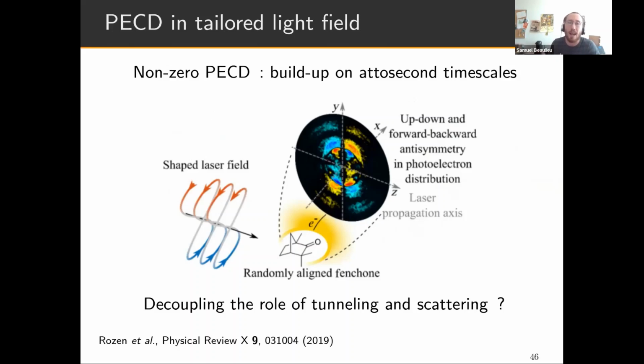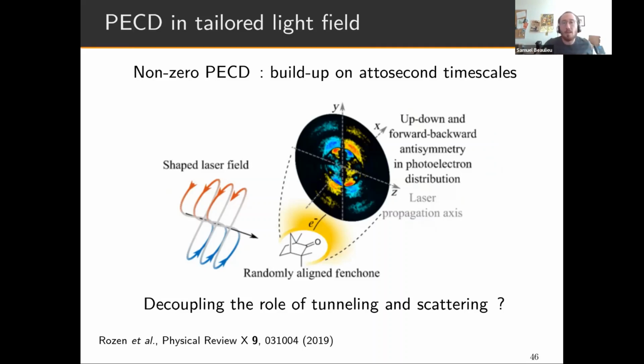enantiospecific forward-backward and up-down asymmetric photoelectron distribution, which means that the electrons ionized from two consecutive half cycles of the laser show an opposite forward-backward asymmetry, and that the instantaneous chirality of the laser field is encoded in the final angular distribution of the electron, as well as its asymmetry.